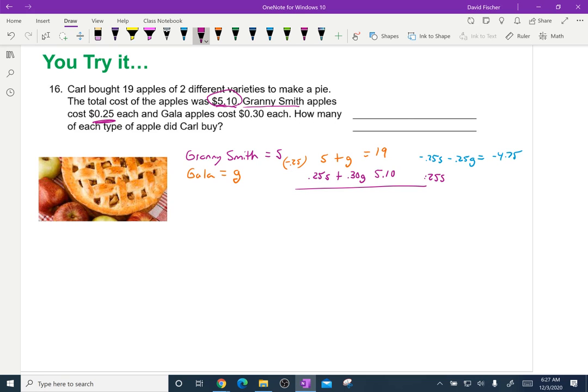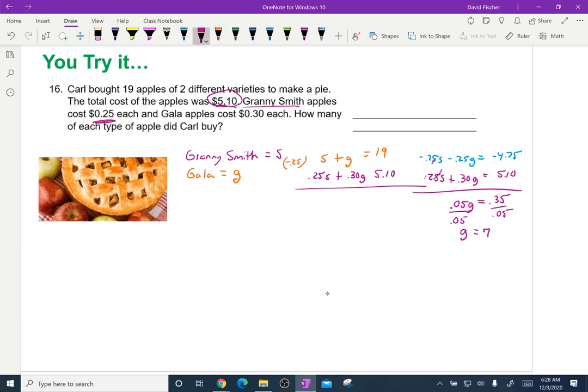Now, I want to have plus 0.30 G's and $5.10. So my S's cancel out. Here I have 5 cents G. Don't forget your decimal. 510 take away 475 equals 35. And if I divide by 0.05, I'm getting G equals 7.